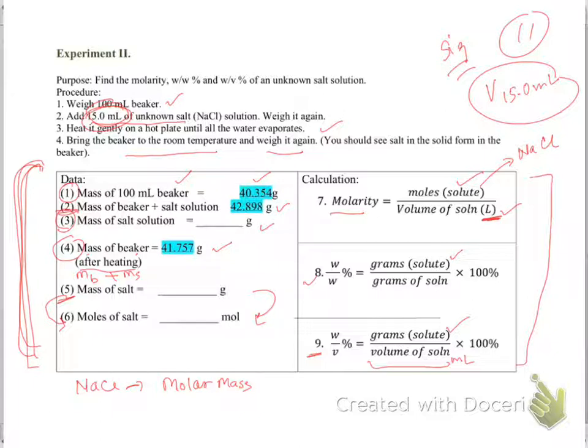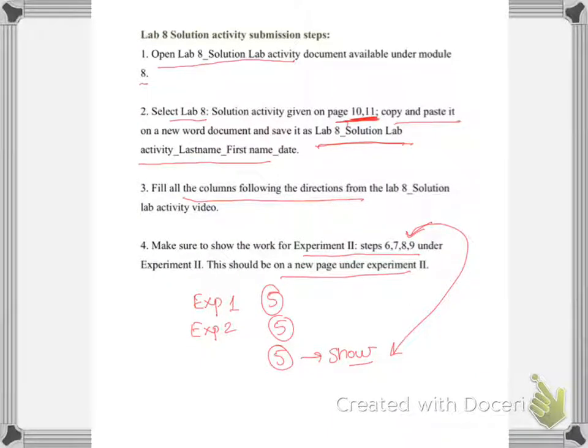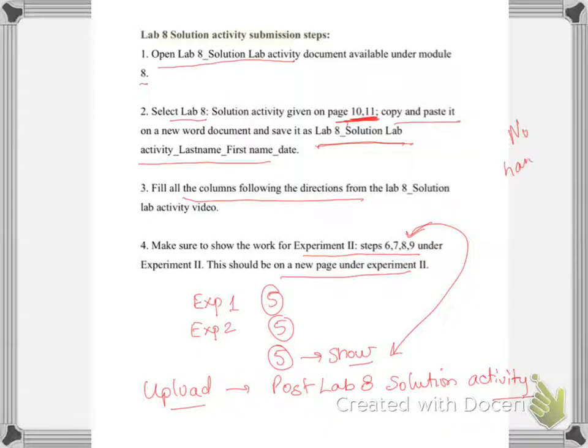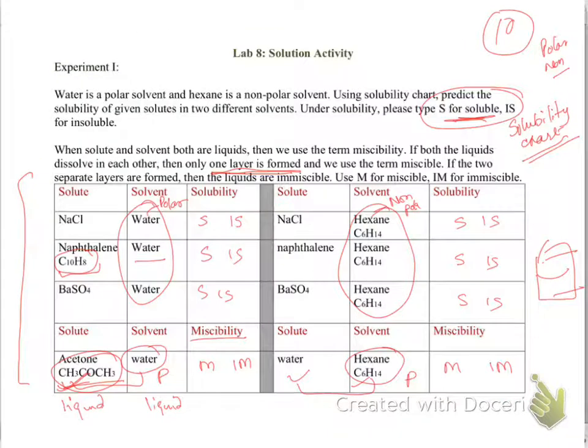And then you're going to upload it under, I forgot to write it down here, you're going to see it is the post lab 8 solution activity on Canvas. No handwritten data on a piece of paper. It has to be in these 2 pages. These are page number 10 and 11 of your solution activity, and you have to have only these 2 pages, not the whole document.